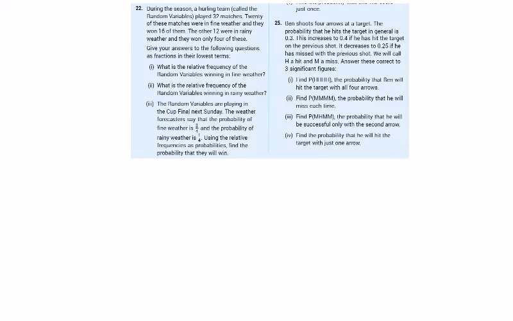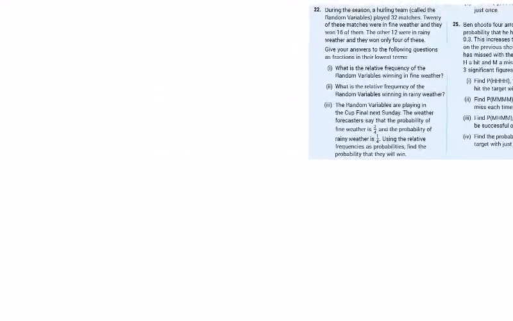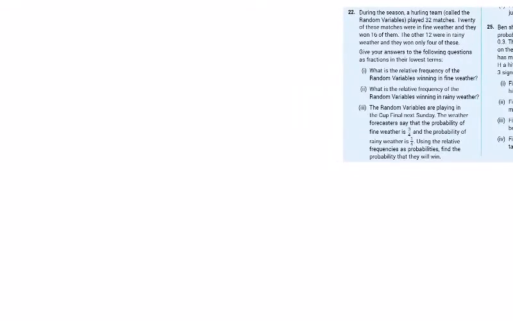In this video, we'll look at question 22 and 25 because it's easier to cut them and paste them that way. During a season, a team called the Random Variables played 32 matches. 20 of them were in fine weather, and they won 16, and 12 were in rainy weather. So we'll do the totals first.